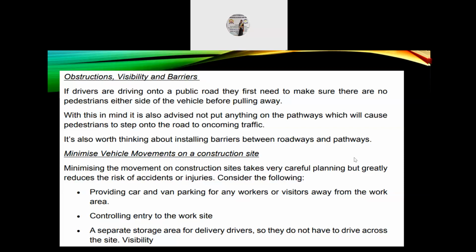Next, minimizing vehicle movements on a construction site. Minimizing the movement on construction sites takes very careful planning but greatly reduces the risk of accidents or injuries. Consider the following: providing car and van parking for any workers or visitors away from the work area, controlling entry to the work site, and a separate storage area for delivery drivers so that they do not have to drive across the site.